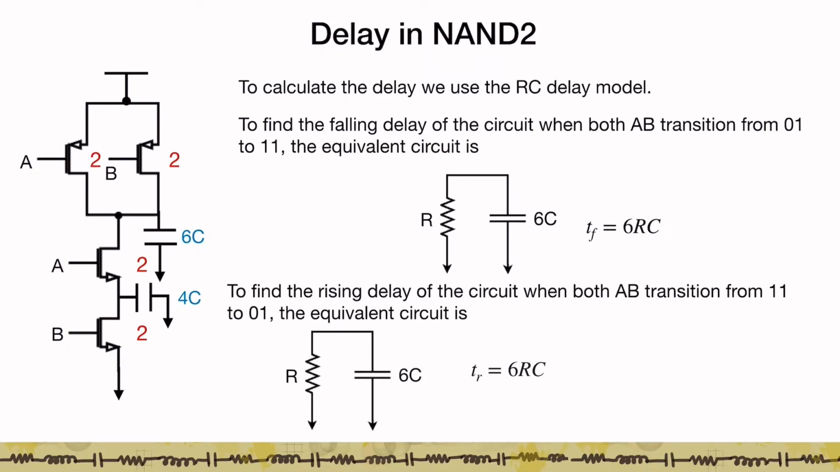Similarly, if you want to find the rising delay from 11 to 01, that is when A switches back from 1 to 0, in that case I turn off this NMOS, so this path becomes open. This PMOS turns on, leading to a charge up of the 6C capacitor through a resistance R, leading to a rise time of 6RC. So in this case, you have the falling delay and the rising delay both to be 6RC. And this is by design because in the worst case, we have planned for the pull-up resistance to be equal to the pull-down resistance.